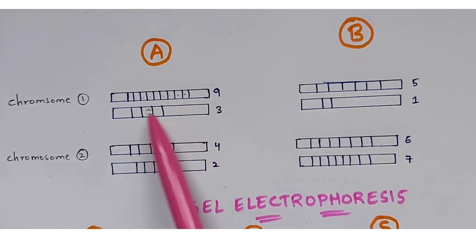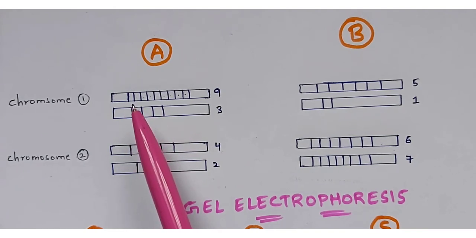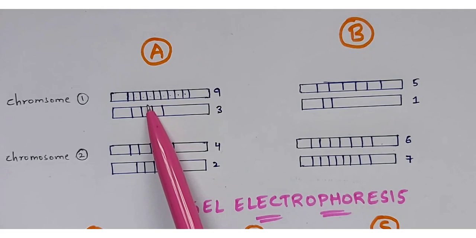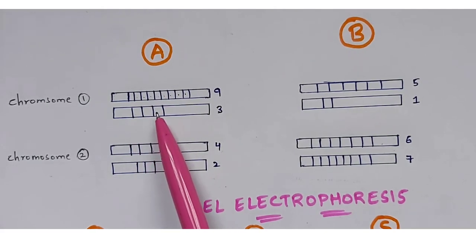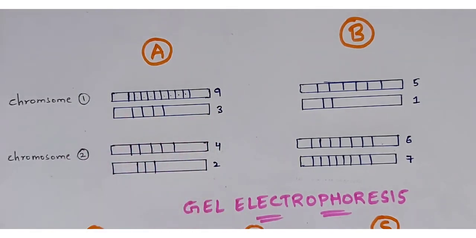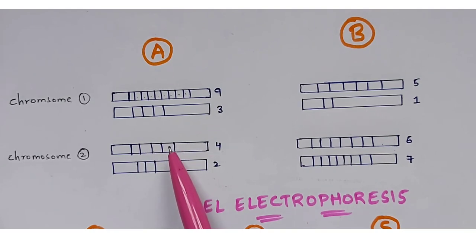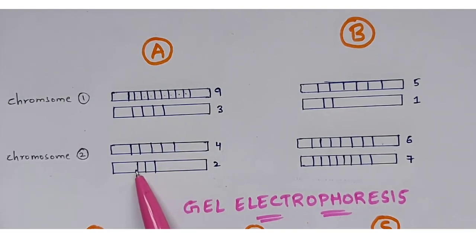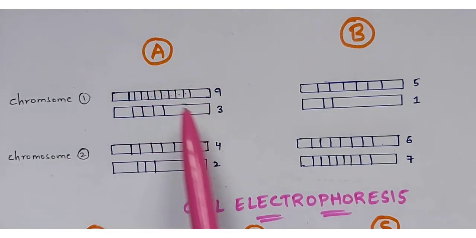So this is one homologue, this is another homologue. Each chromosome contains two pairs of homologues. Sorry, one pair of homologues. I mean two homologues. Okay. Coming to the second homologue, 1, 2, 3. Three repetitive sequences are present in this homologue of chromosome 1. Coming to the second chromosome, in the first homologue, there will be 4 repetitive sequences. Count it. 1, 2, 3, 4. The second homologue contains only 2 repetitive sequences in this second chromosome of the individual A sample.